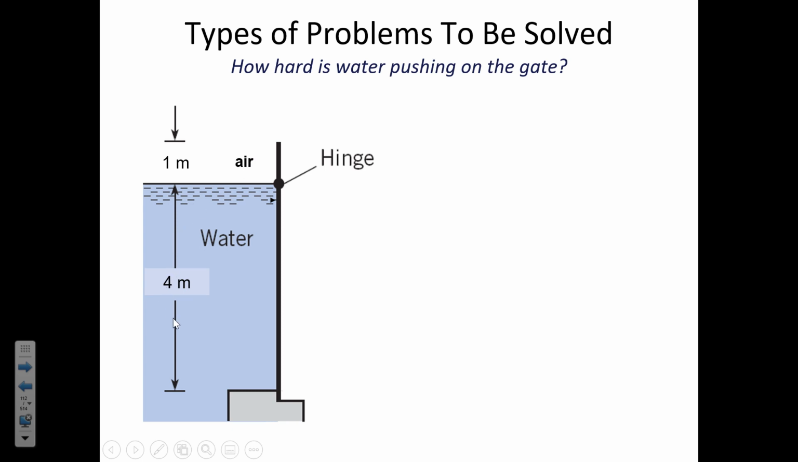And you can see from the dimensions that are provided here, it's 4 meters from the top edge of this concrete wall to the hinge point, and then there's a meter of air above that to the top of the gate.